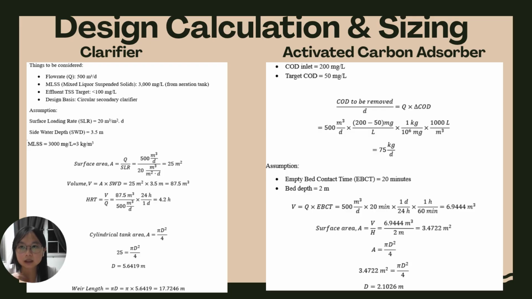For the activated carbon absorber, the COD inlet is 200 mg per L, and our target is equal to 50 mg per L. So 75 kilogram per day of COD need to be removed. By assuming the EBCT equals 20 minutes and the bed depth equals 2 meter, we can calculate the volume, which is equal to 6.944 meter cube.